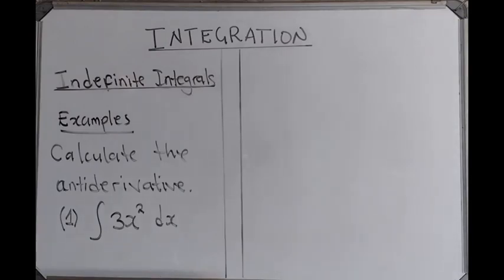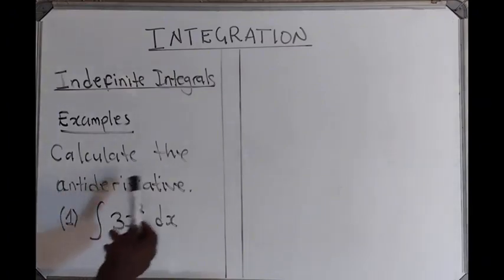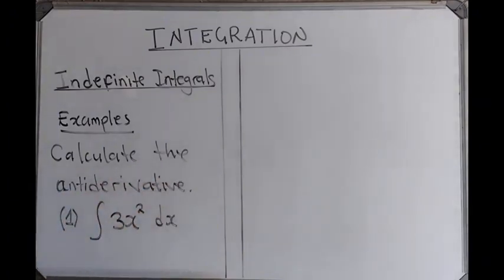Okay, so let us look at these examples. Calculate the antiderivative. The antiderivative simply means the reverse process of differentiation, which is what? Integration. So number 1, integral of 3x squared dx. So we are going to integrate this function 3x squared with respect to x. This is the indefinite integral, so we're supposed to include the arbitrary constant. So how can we integrate this?